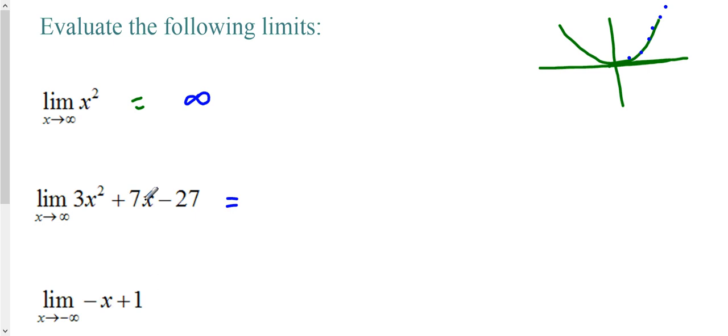And then plus 7 times, let's say, a billion, minus 27. This 27 will be negligibly small as x gets larger. So really the first term, because a billion squared is so much bigger than just a billion, even this is going to be negligibly small. So pretty much if it's a polynomial, you can determine what's going to happen to it by looking at just the leading term, because the other ones will be negligibly small. So 3 times infinity to the second power goes to infinity, so the final answer will go to infinity. If you have any doubts, graph it and verify the result.